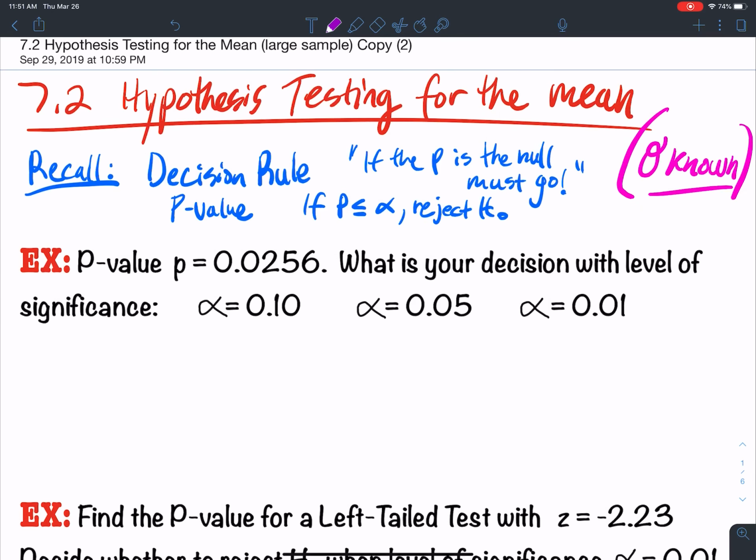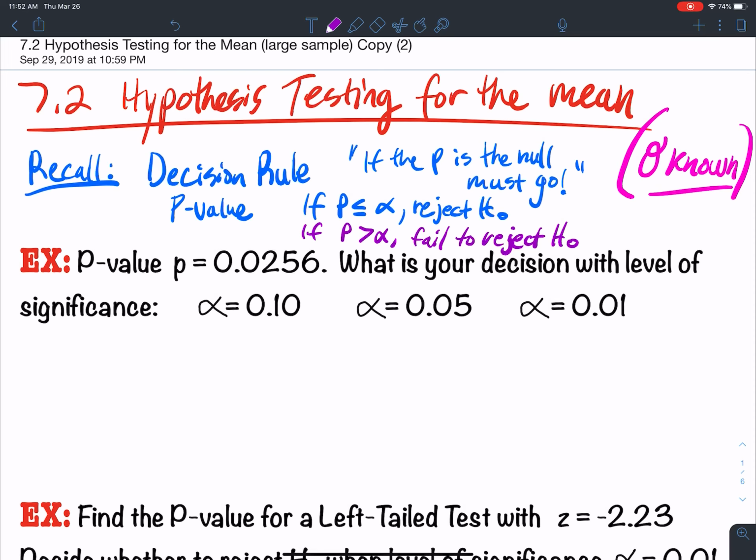If the p is bigger than alpha, fail to reject the null. Fail to reject the H0.